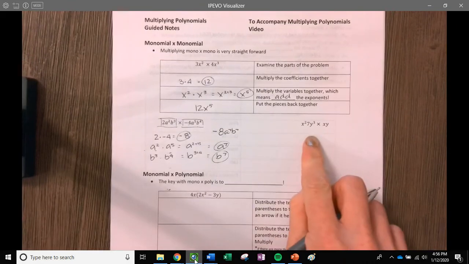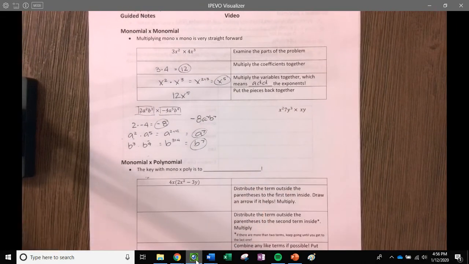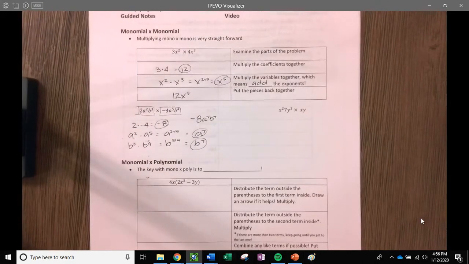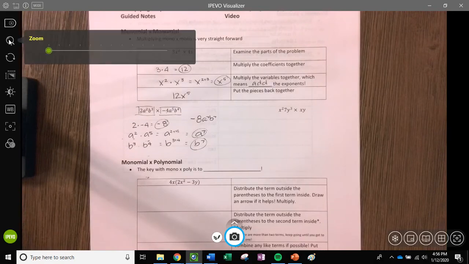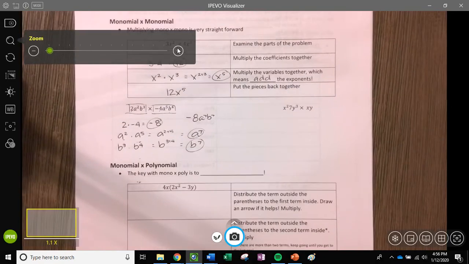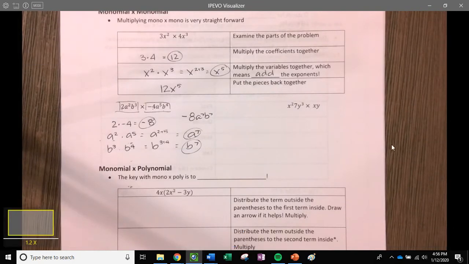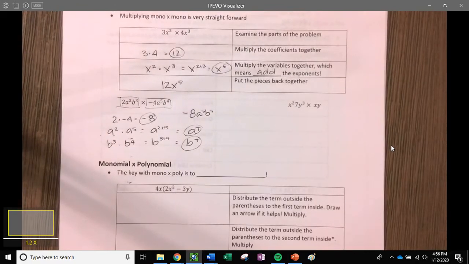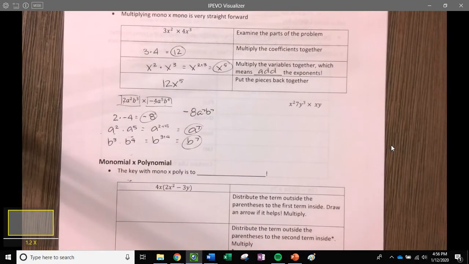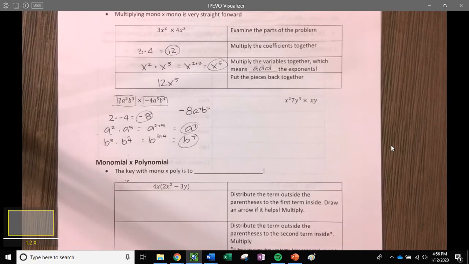Let's look at this last example over here. Now I'm going to zoom this in just a little bit so it's a little easier to see. At least I think I am. Okay, there we go. That's a little better. All right, x squared times 7x cubed times xy.